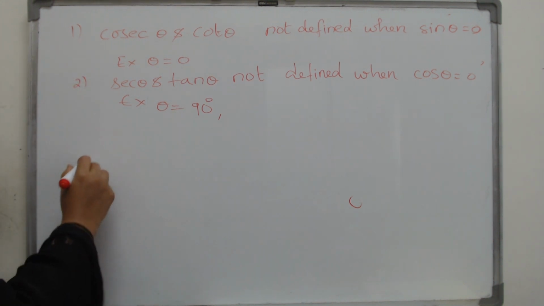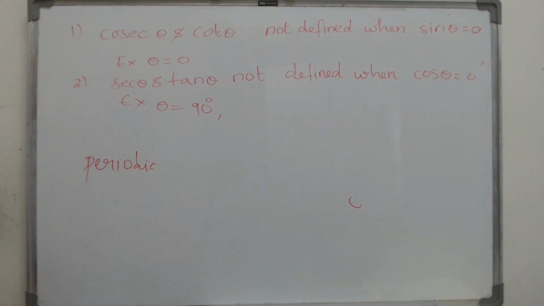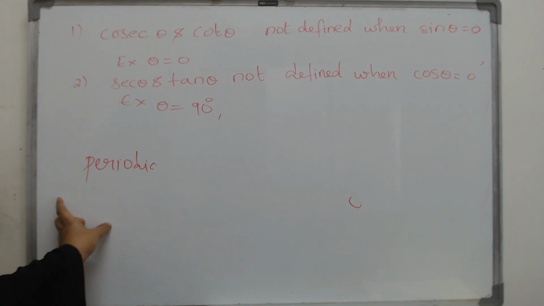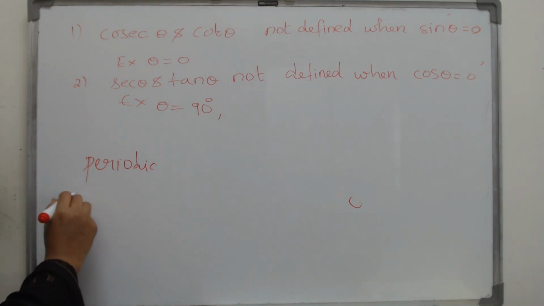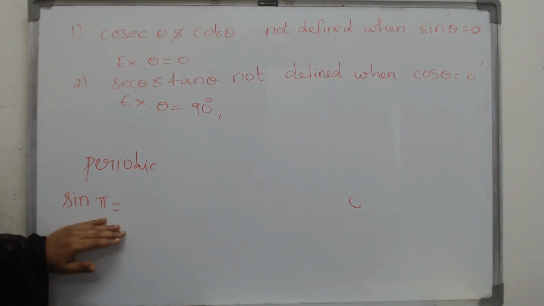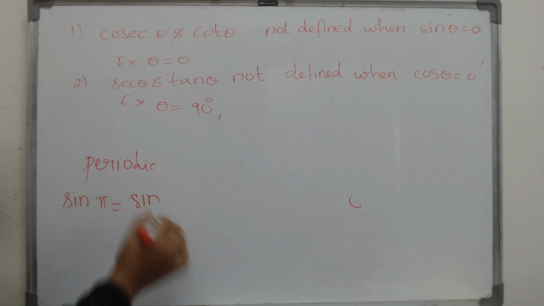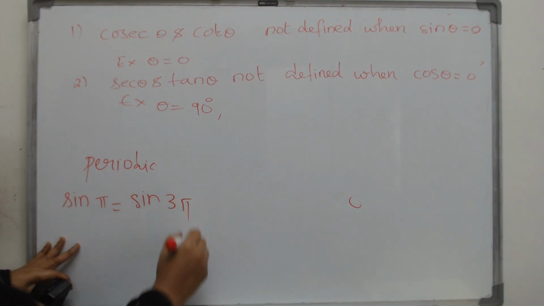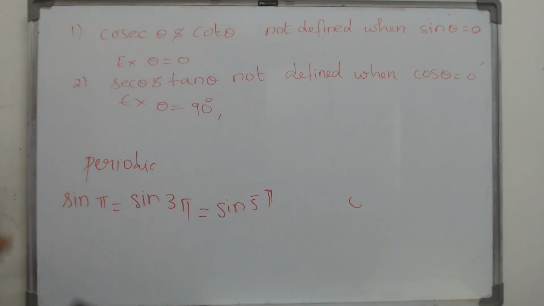Remember, your sin theta and your cos theta are periodic functions. What do we mean by periodic functions? Which means after a certain period, after a certain interval, the values keep repeating themselves. For example, your sin pi, here I am taking it in radians, okay? Sin pi, after every 2 pi you will get the same value. Whatever is the value for sin pi, just keep on adding 2 pi. This will be the same value, this will be the same value. The values just keep on repeating.